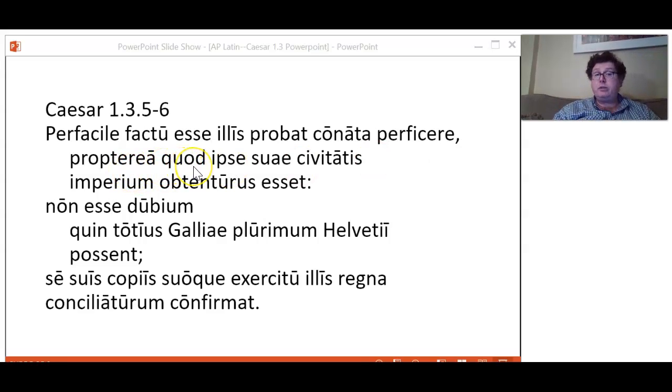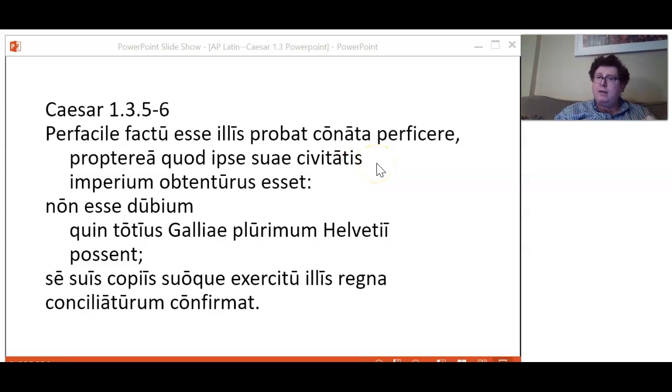Now, why does he say that this is easy? Propterea quod, because he himself, namely Orgetorix, obtenturus esset, was going to seize, himself, the command of his own community.